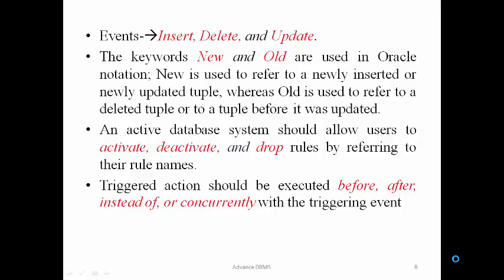A deactivated rule will not be triggered by the triggering event. This feature allows the user to selectively deactivate rules for certain periods of time when they are not needed. The activate command will make the rule active again. The drop command deletes the rule from the system. Another option is to group rules into named rule sets, so the whole set of rules can be activated, deactivated or dropped.